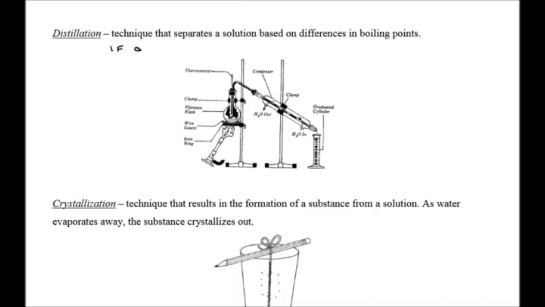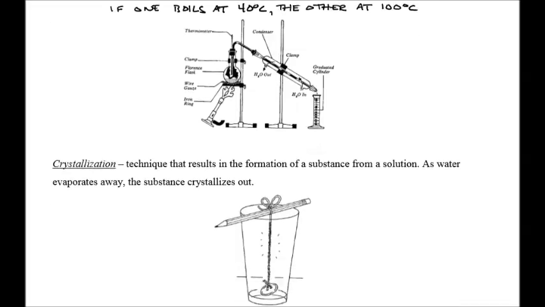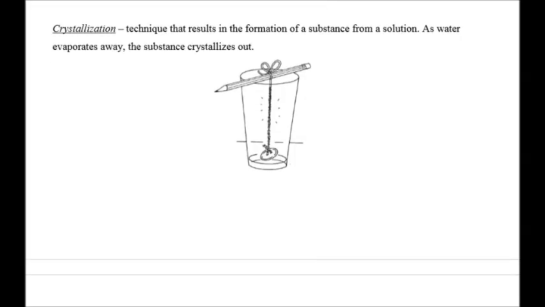If one substance boils at 40 degrees Celsius, the other at 100 degrees Celsius, then we just need to make the temperature between 40 and 100 degrees. And the lower boiling point substance will boil away, and the higher boiling point substance will stay. Crystallization is the formation of a substance from a solution. As the water evaporates away, the substance crystallizes out.